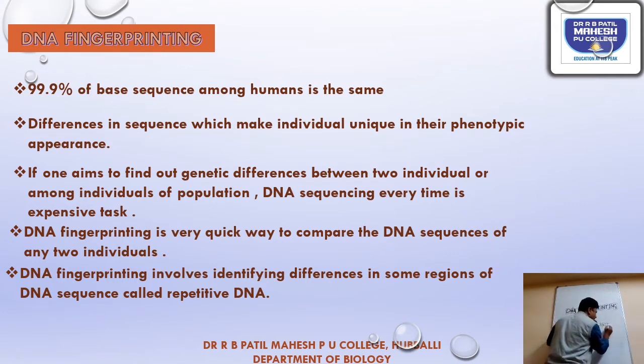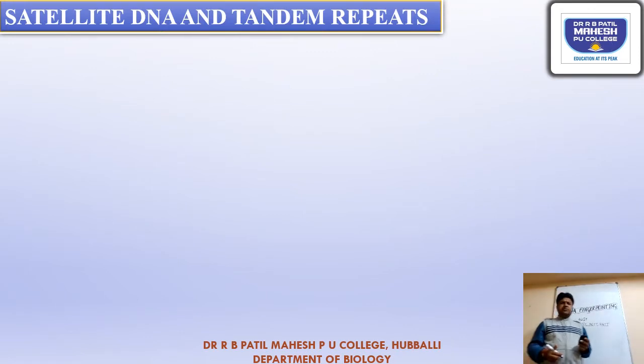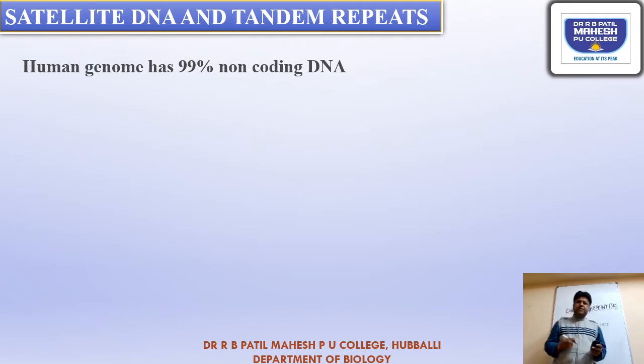Such DNA we call repetitive DNA. So this repetitive DNA is the basis for genetic mapping, one, and it's also the basis for DNA fingerprinting. Let us discuss. So repetitive DNA. Come back to the repetitive DNA.